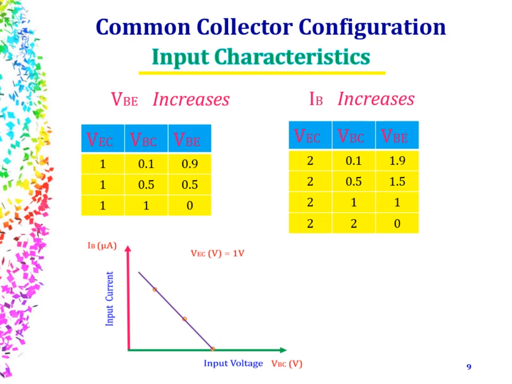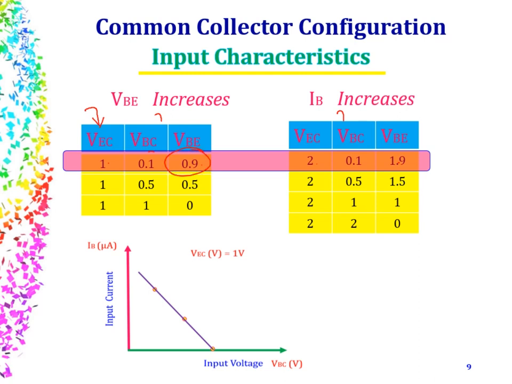And you could notice that we have increased the output voltage from 1 volt to 2 volts. And when you compare the base collector voltages of this table and this table, you could notice for this 0.1 volt that there is an increase in your base emitter voltage from 0.9 to 1.9. And as a consequence, you also notice that there is an increase in your base current.